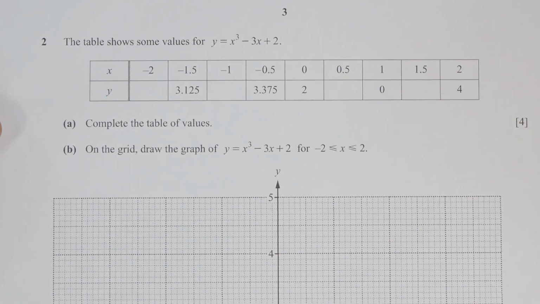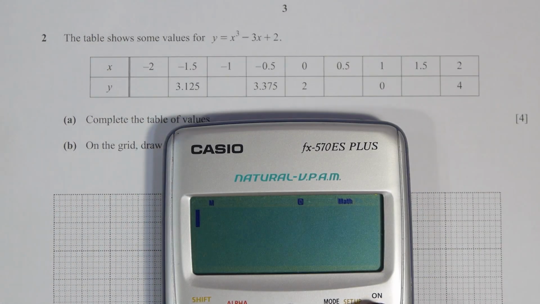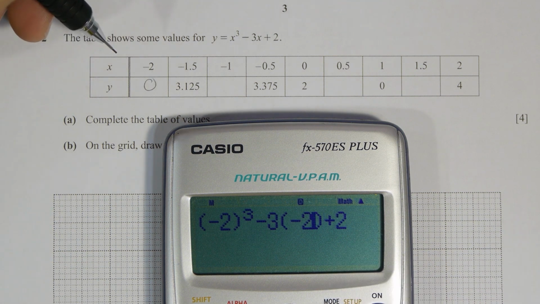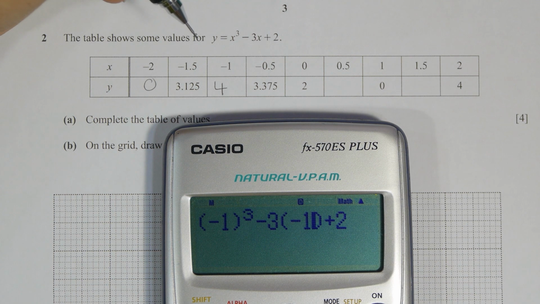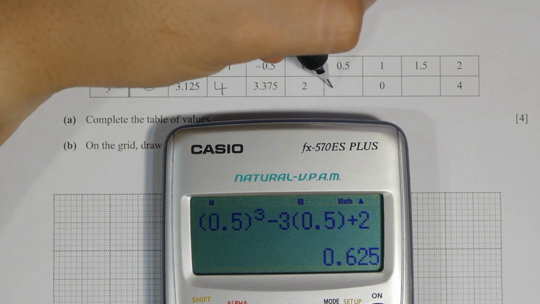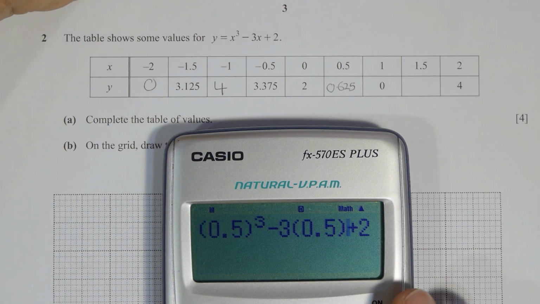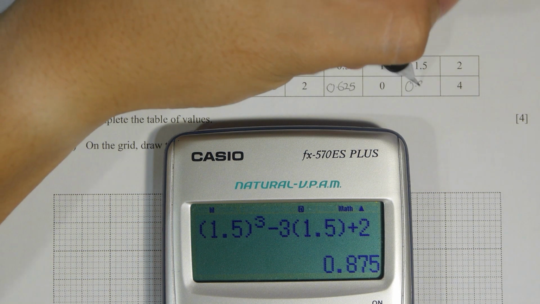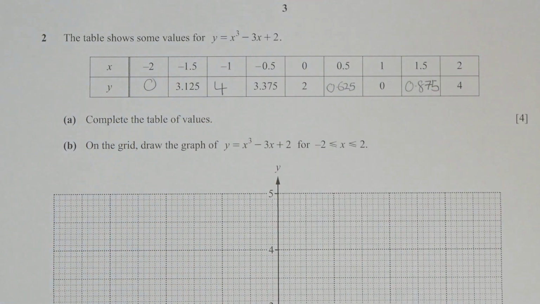Question 2. Okay, for the first part, simply substitute -2, -1, 0.5 and 1.5 into the x position. Then you will get the respective values as 0, 4, 0.625 and 0.875 respectively. So with all these values, you're able to draw out the graph now.